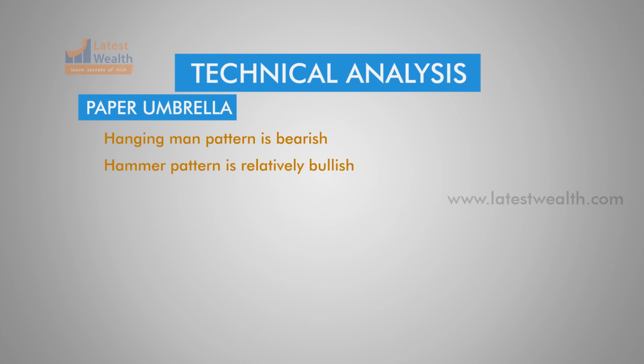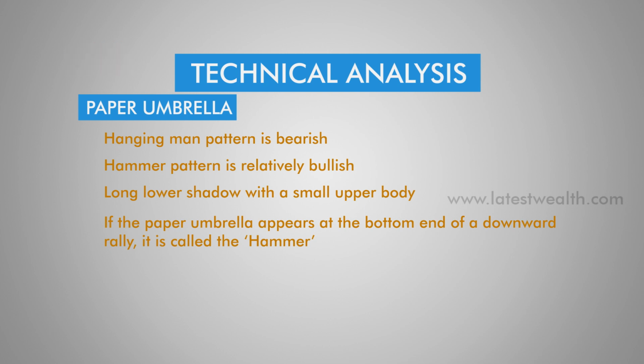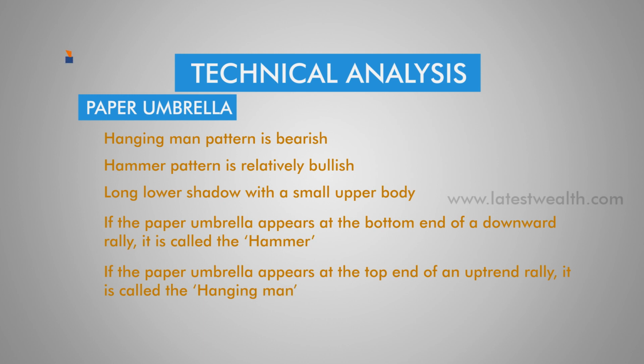How can you find out the paper umbrella? It has a long lower shadow with a small upper body. If the paper umbrella appears at the bottom of a downward rally, it is called a hammer. If the paper umbrella appears on the top of an uptrend rally, it is called a hanging man.